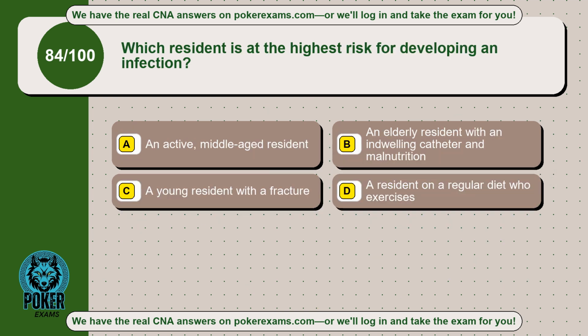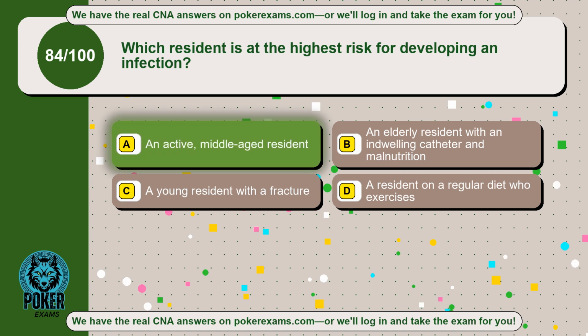Question 84. Which resident is at the highest risk for developing an infection? Option A. An active, middle-aged resident. Option B. An elderly resident with an indwelling catheter and malnutrition. Option C. A young resident with a fracture. Option D. A resident on a regular diet who exercises.